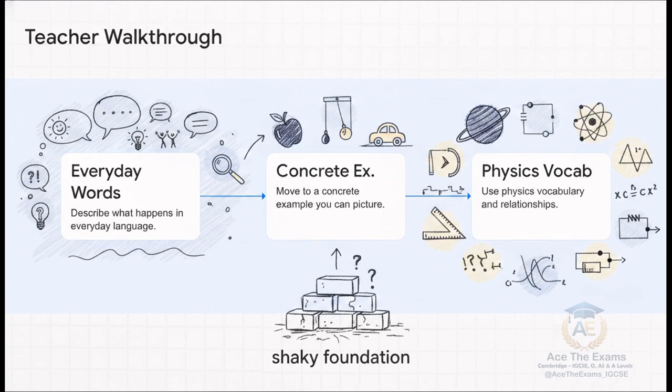Let's look at this three-step sequence. It shows us how to build our understanding from the ground up, and it's honestly a brilliant way to approach any new physics concept. You start with everyday language. Just describe what's happening exactly like you would to a friend at lunch. Then, step 2, you move to a concrete example, something tangible you can actually picture in your head. Only then, at step 3, do you bring in the heavy physics vocabulary and the symbolic math. If you jump straight to the complex formulas before you understand the concrete reality of what you're even talking about, well, you're building your knowledge on a seriously shaky foundation.